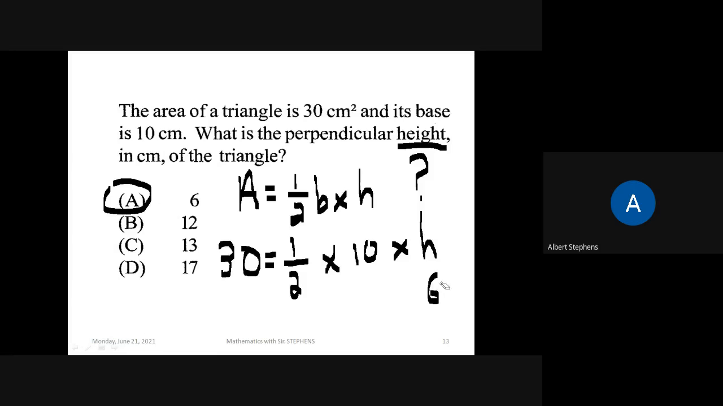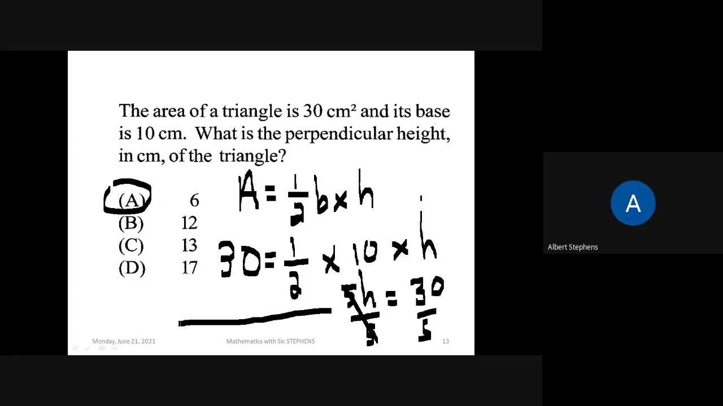We shouldn't go into the exam and guess. Or you could say algebraically, half of 10 is 5. 5 times h is what? 5h. 5h is equal to what? 30. So then we divide everything by what? By 5. You follow? So h is equal to 6. The key thing is that you set out the question accordingly by using the correct formula.